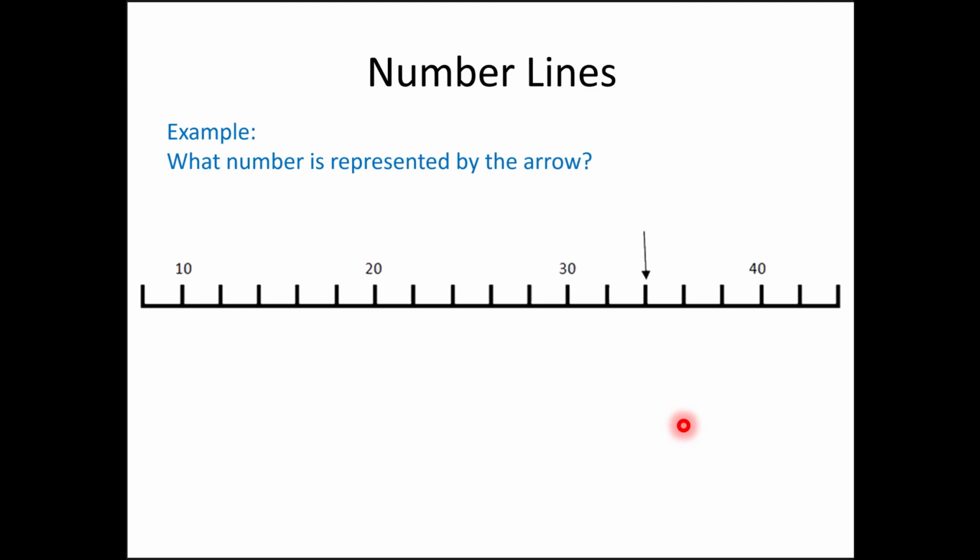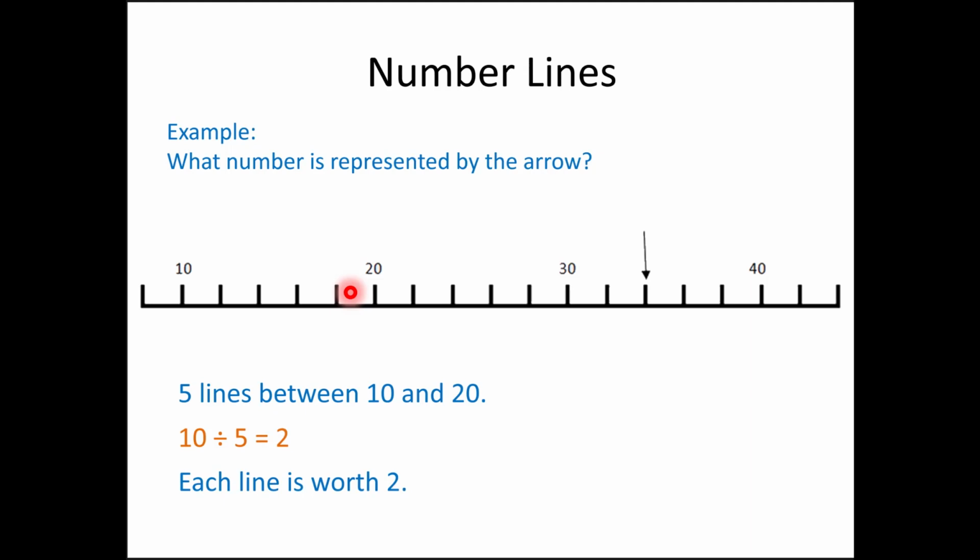Example, what number is represented by the arrow? Well, I count the lines between 10 and 20. 1, 2, 3, 4, 5. Equally, I can count the spaces. 1, 2, 3, 4, 5. So there's 5 lines between 10 and 20, and that is a distance of 10. 20 take 10 is 10. So in a space of 10, I have 5 lines. That means every line must be worth 10 divided by 5, or 2, as I've got 5 sections in 10.